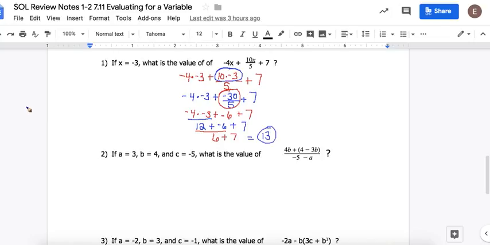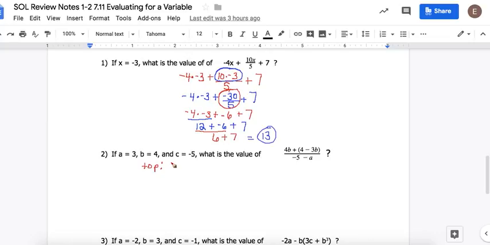Okay, let's look at example number 2. It says if A equals 3, B equals 4, and C equals -5, what is the value of 4B plus parentheses 4 minus 3B, close parentheses, all divided by -5 minus A? So the first thing I'm going to do is replace all the letters with the correct numbers. So I'm going to rewrite this as, and I'm going to call this the top here. We're going to do the top first, and then we're going to go ahead and do the bottom.